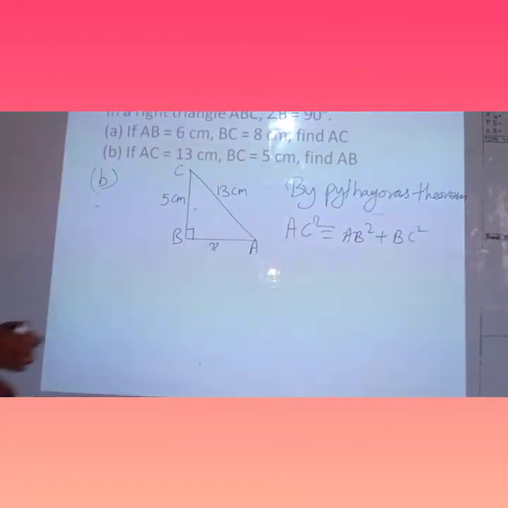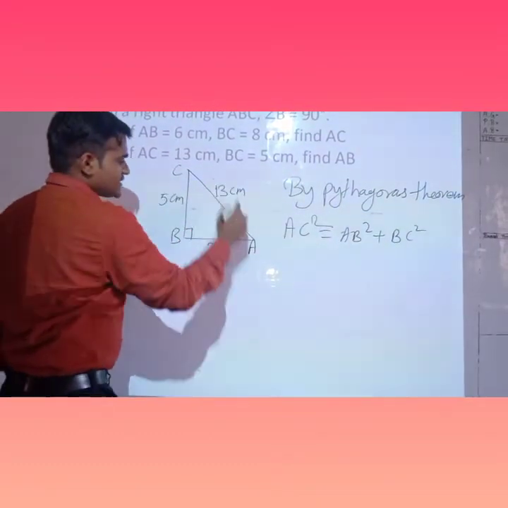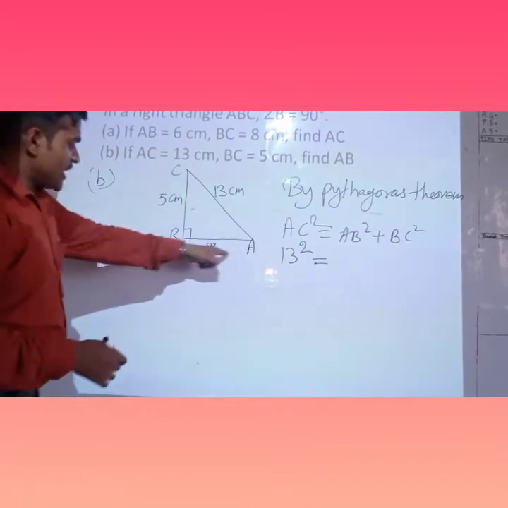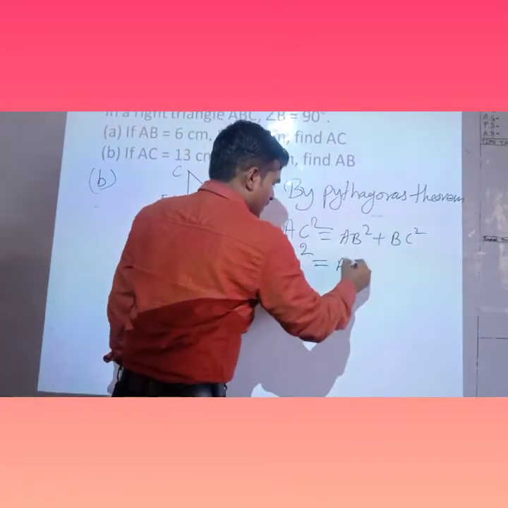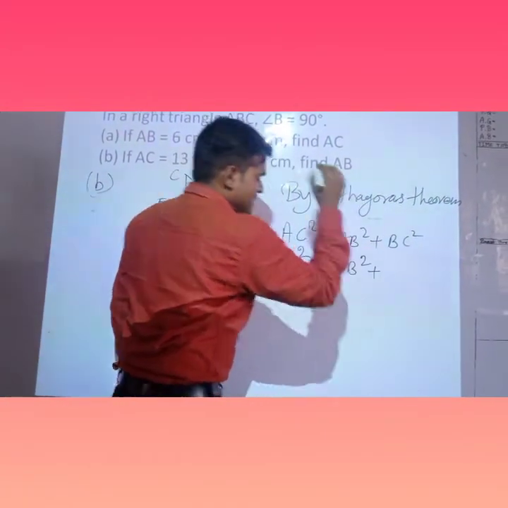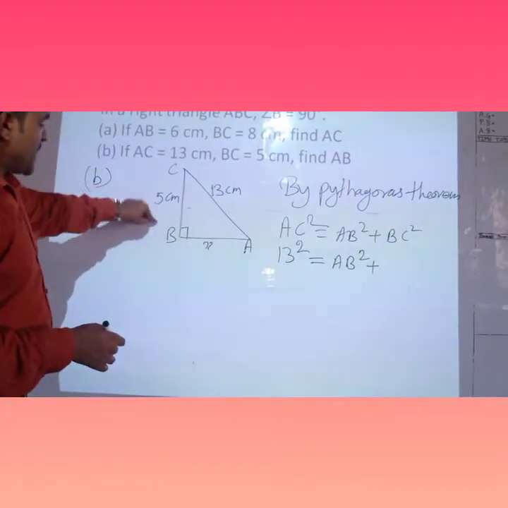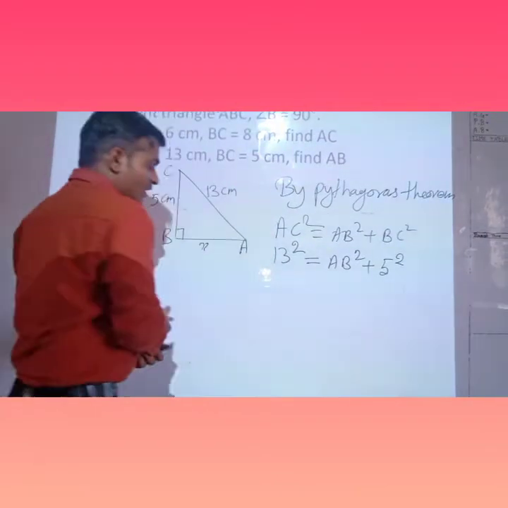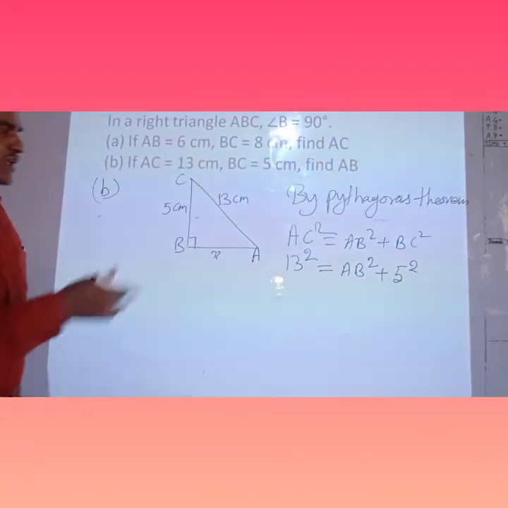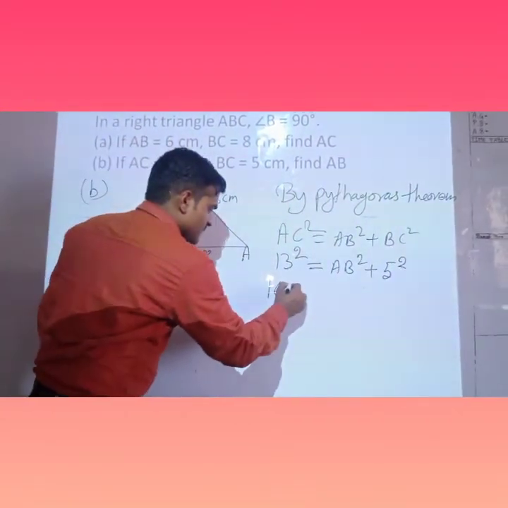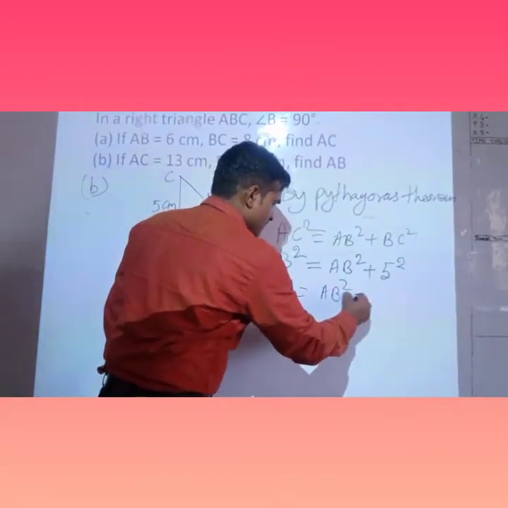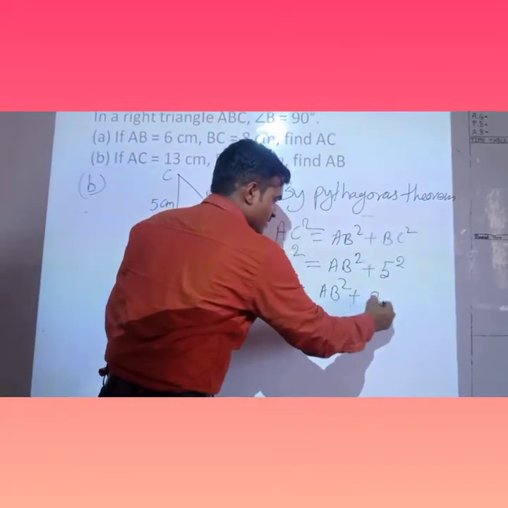Okay, square of AC, the measurement of AC, is given as 13. So the square of 13 is equal to AB square plus BC square. BC is given as 5 centimeters, so square of 5. Square of 13, have you learned? Yes, that is 169 is equal to AB square plus square of 5, that is 25.